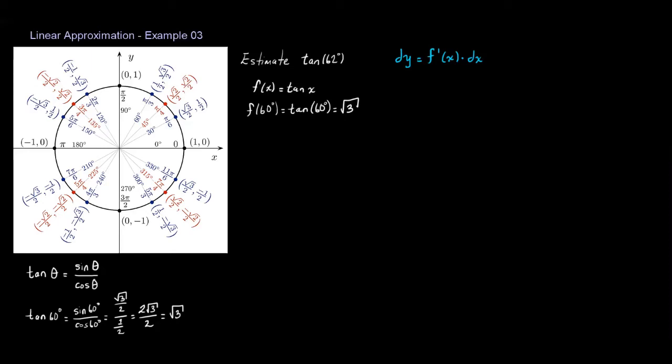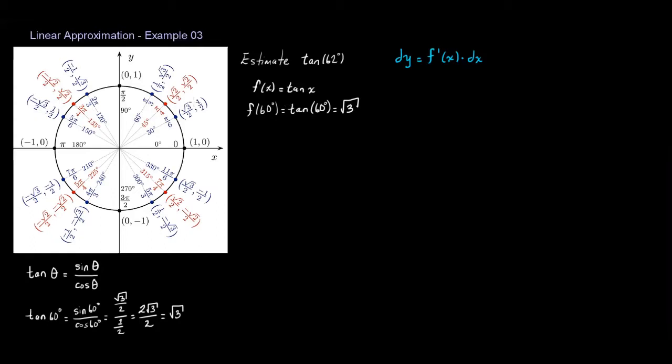Hi, in this video I'm going to solve the third example of this linear approximation. My goal here is to estimate the tangent of 62 degrees. Now I'm going to let f of x be tangent of x. The closest known value will be the tangent of 60 degrees, which is equal to the square root of 3.